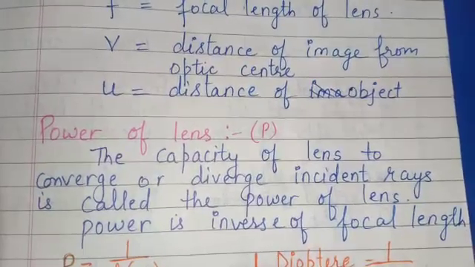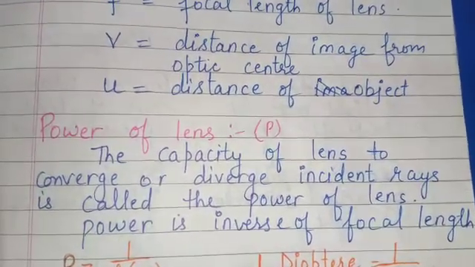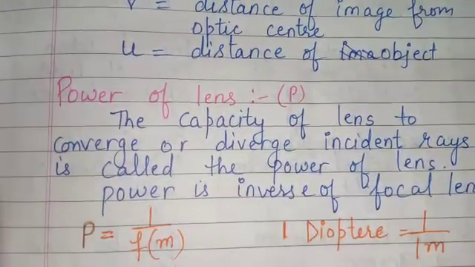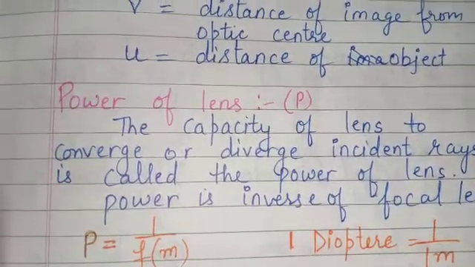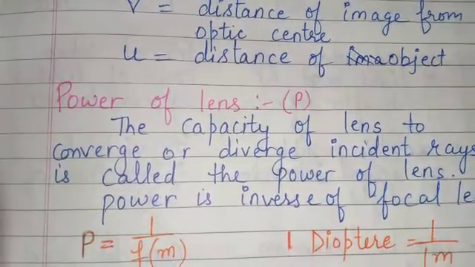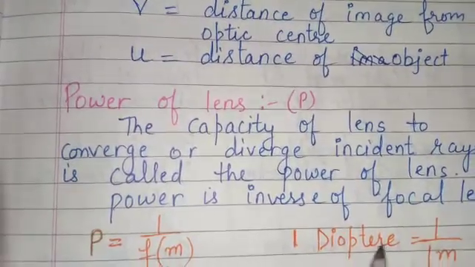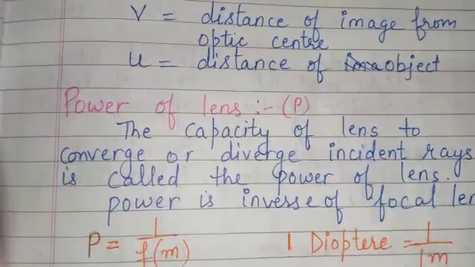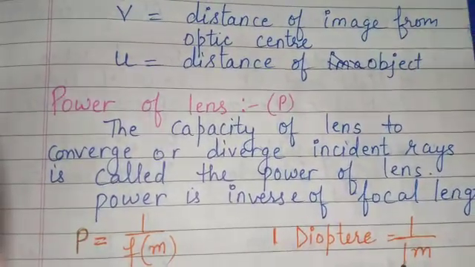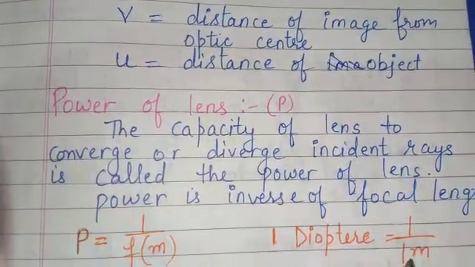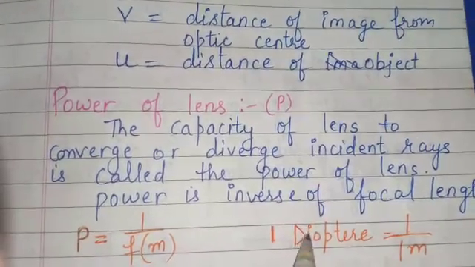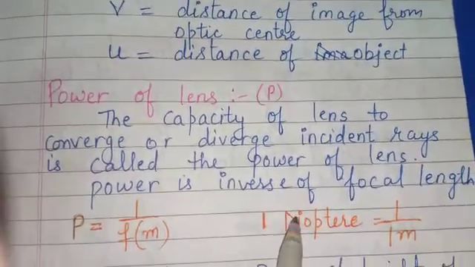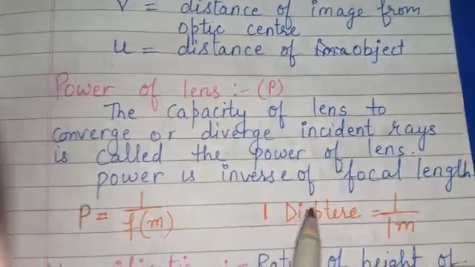Generally, in normal terms, power is just the inverse of the focal length. That means P is equal to 1 upon F, where focal length is given in meters. The unit of the power of the lens is the diopter. 1 diopter is equal to 1 upon 1 meter. When the focal length is 1 meter, the power of the lens will be 1 diopter. The diopter can be written as a capital D.